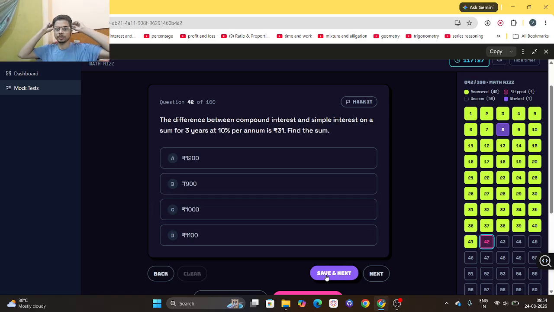The difference between compound interest and simple interest on a sum for 3 years at 10% per annum is 31. So CI minus SI, which is P into 1 plus R by 100 to the power n minus 1, minus P into R into T upon 100, is equal to 31.